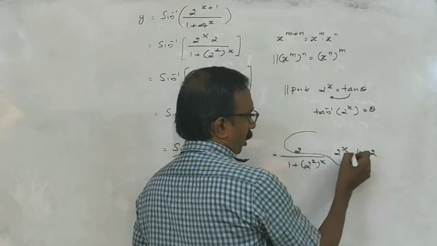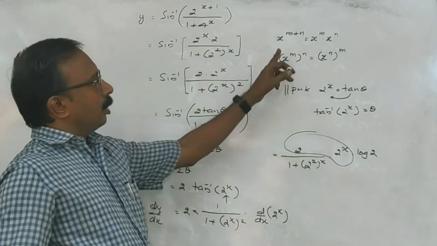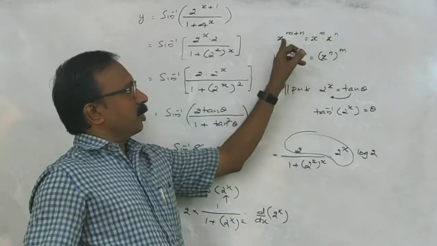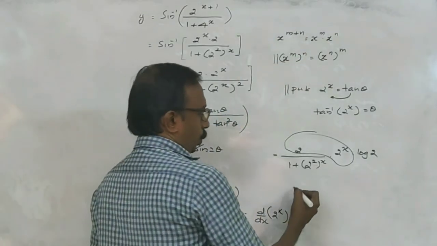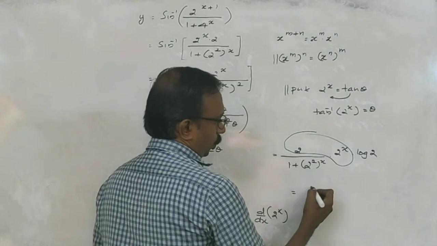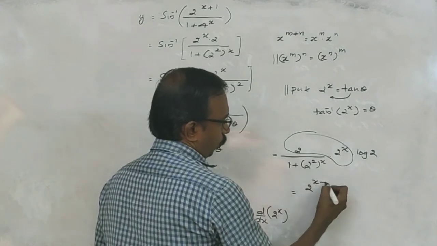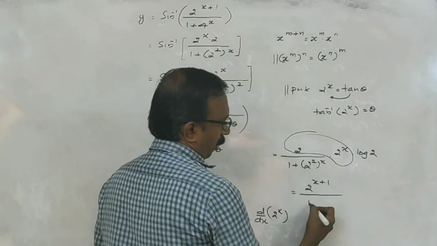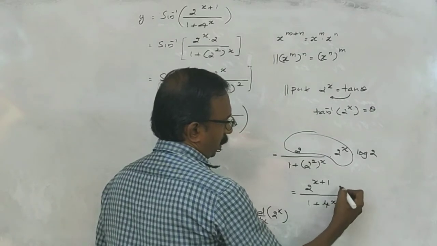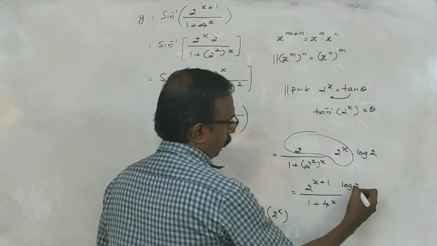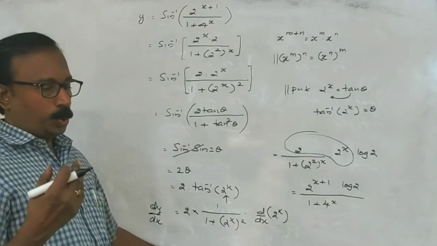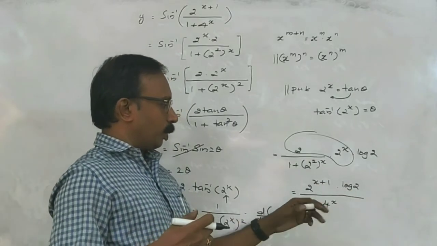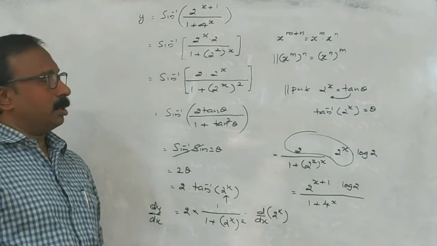Now we can combine these two. x raised to m into x raised to n is x raised to m plus n. So 2 raised to x into 2 is 2 raised to x plus 1, divided by 1 plus 4 raised to x, into log 2. That is 2 raised to x plus 1 into log 2 divided by 1 plus 4 raised to x. This is an important question.